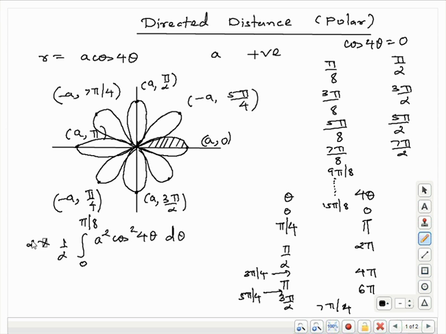Can you do it quickly? I think you have the answer already. I can see a few answers and they are matching with the answer that I have. Pi a square by 16 square units.